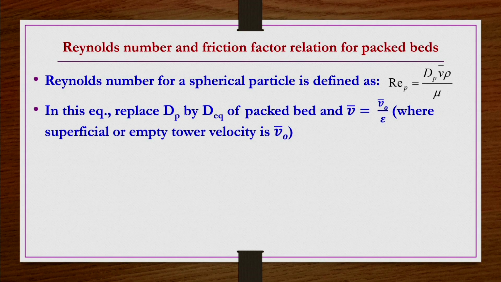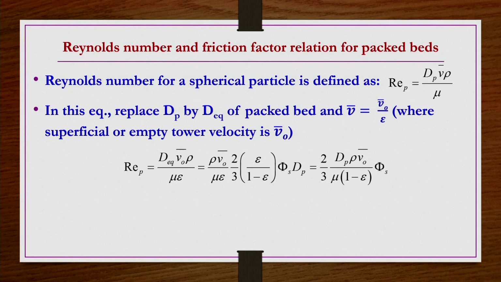Now, in this equation we replace dP by d equivalent, and V bar by V naught bar by epsilon, in order to bring in the effect of the packed bed characteristics in this Reynolds number. Then what will happen? We will have Rep equals d equivalent, and V bar is nothing but V naught bar by epsilon. So, d equivalent V naught bar rho by mu epsilon we get. So, rho V naught bar by mu epsilon we keep as it is here. Then the next step, we write the d equivalent expression.